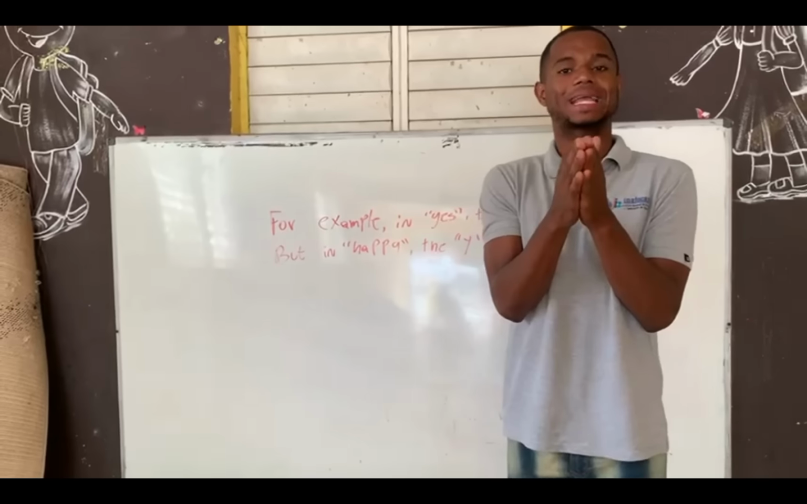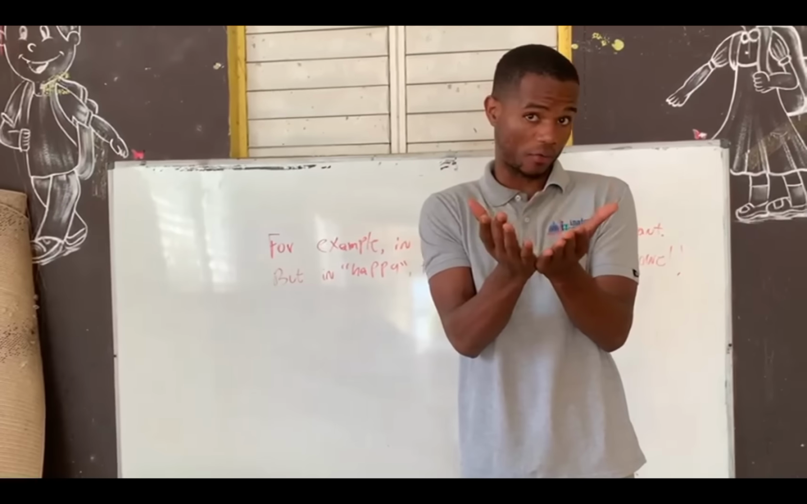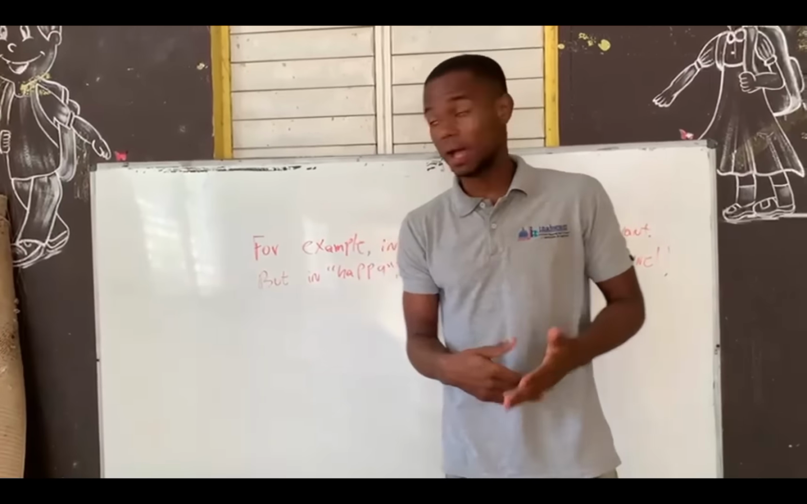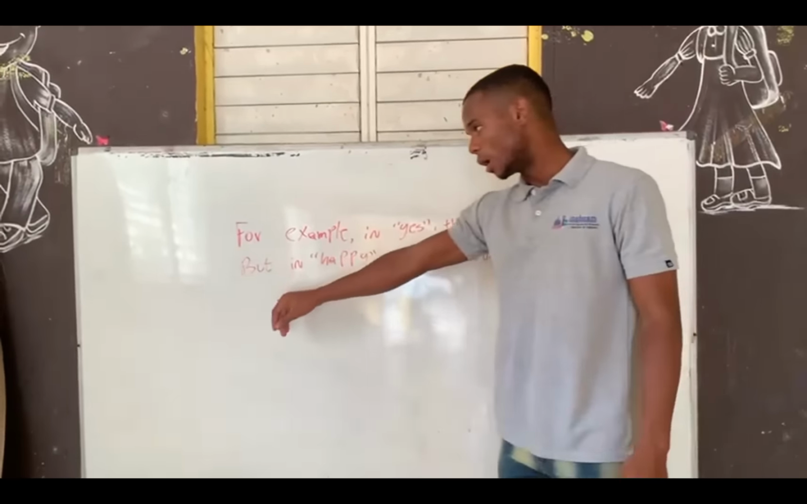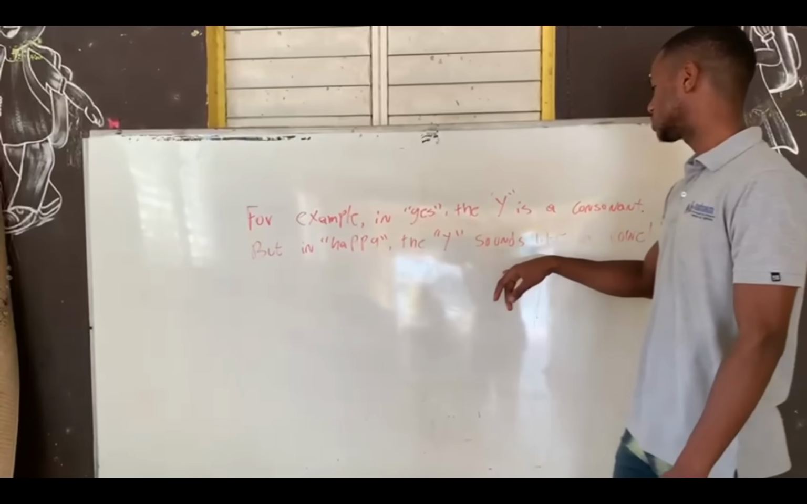Yes, some consonants are voiced, which makes your vocal cords vibrate, like V and Z. And the others are voiceless, with no vibration, like P and T. Letters like Y and W can act like both vowels and consonants. For example, in yes, the Y is a consonant, but in happy, the Y sounds like a vowel. In water, the W is a consonant, but in connected speech, W can work like vowel sounds, just like the sound in cow, wow.